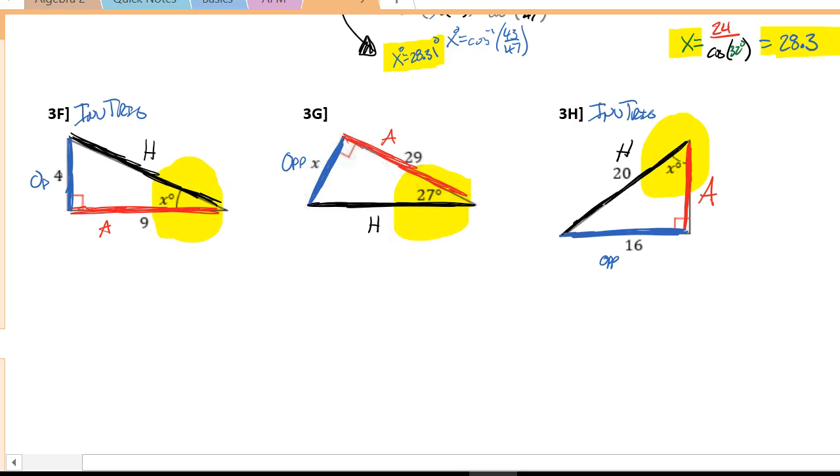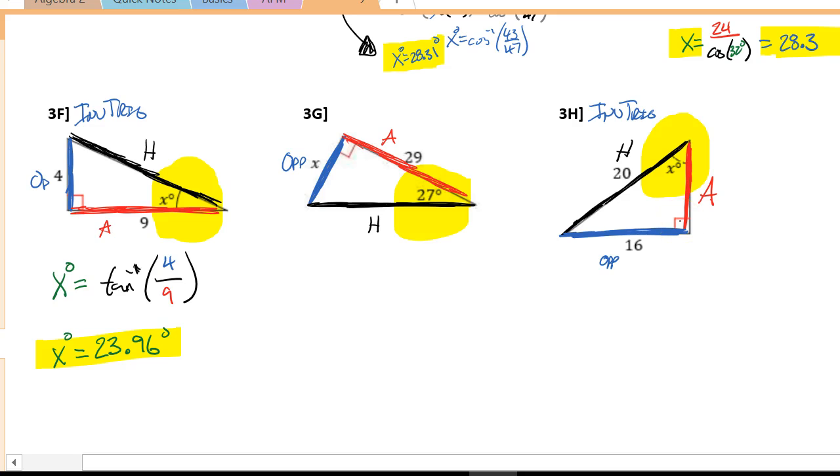3F, since I'm looking for an inverse trig, I know that x degrees is equal to the inverse trig function. I'm given the opposite and the adjacent, I'm sorry. So I will use, in fact, the inverse tangent function. So the opposite side being 4 and the adjacent side being 9. This gives me 23.96 degrees. Going the quick way using inverse tangent.